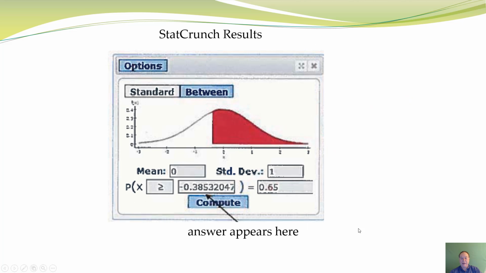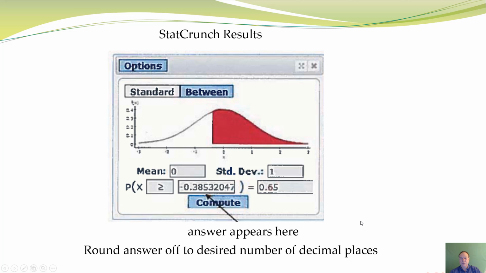Now, I think you're pretty good on this now. So, this is what you would see when it appears. So that's z equals negative 0.39, rounded to 2 decimal places.